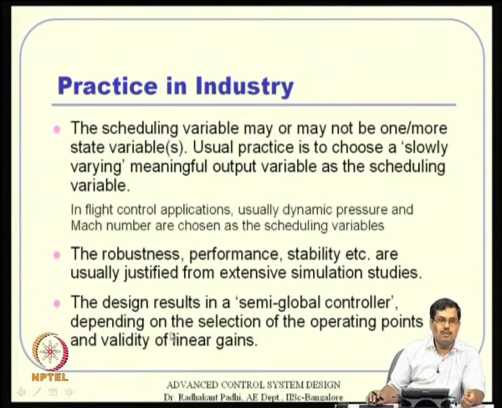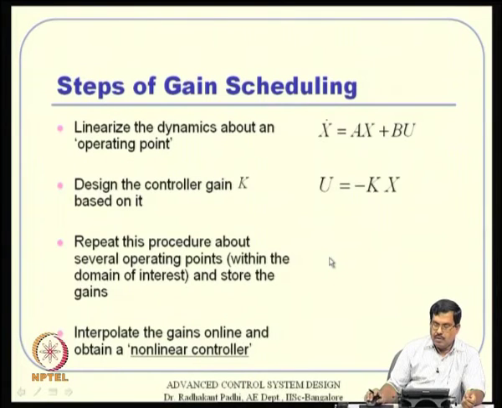That is the difficulty actually. Okay. So, anyway, that is how it is done in industry. So, the steps of gain scheduling I have already told you. We have to linearize the system dynamics about some operating point and then design the control gain based on that linearized plant. You can use pole placement, you can use LQR, you can use eigenstructure assignment, you can use robust control theory, anything, whatever you want to do. So, based on this linearized plant you design a control gain.